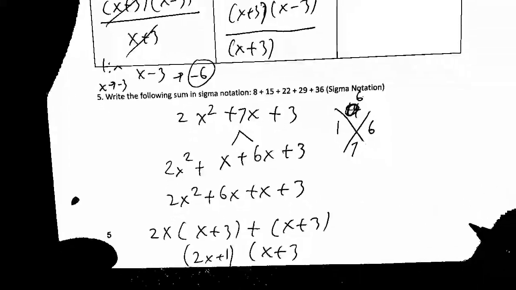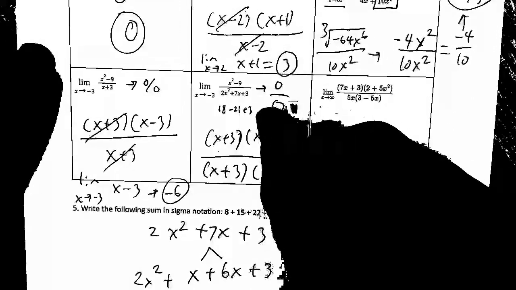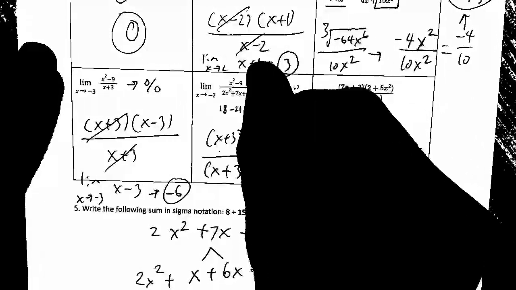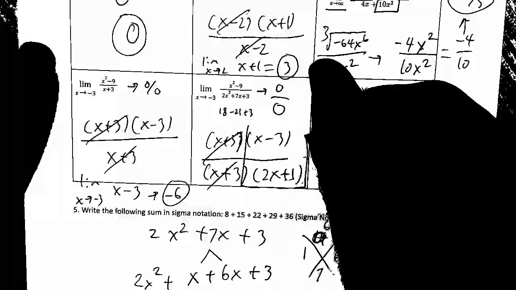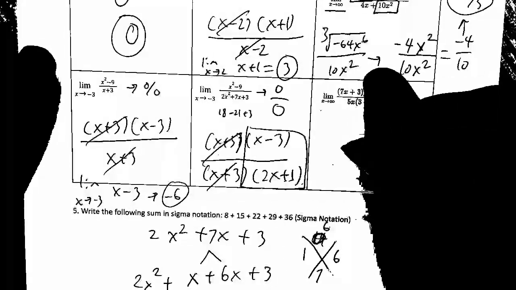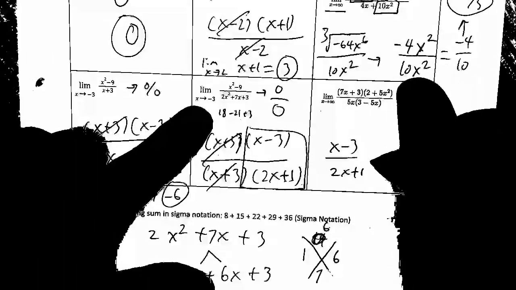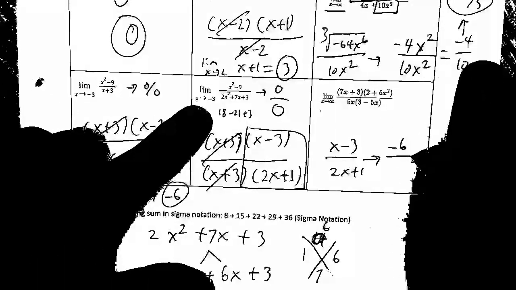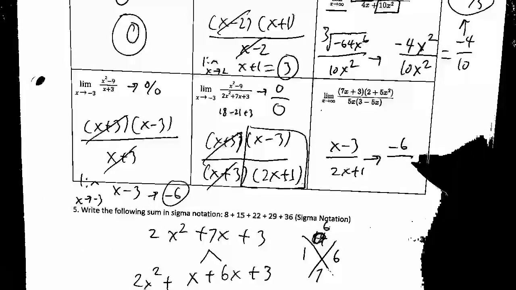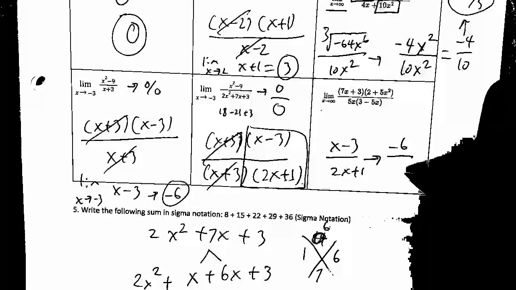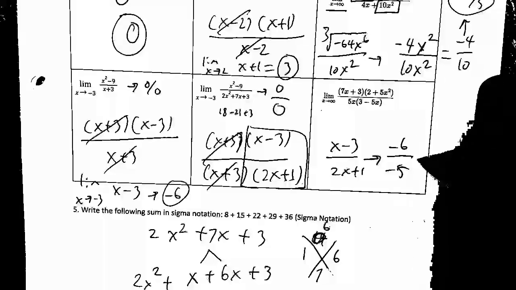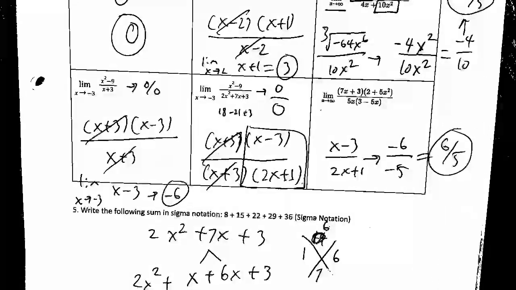All right, so that's back up here. This would be a 2x plus 1. Anyway, these are going to cancel here. This is what I have left over: x minus 3 over 2x plus 1. And we're going to plug in a negative 3. We're going to get negative 6 over, what is that, negative 5. So 6/5 would be your answer.